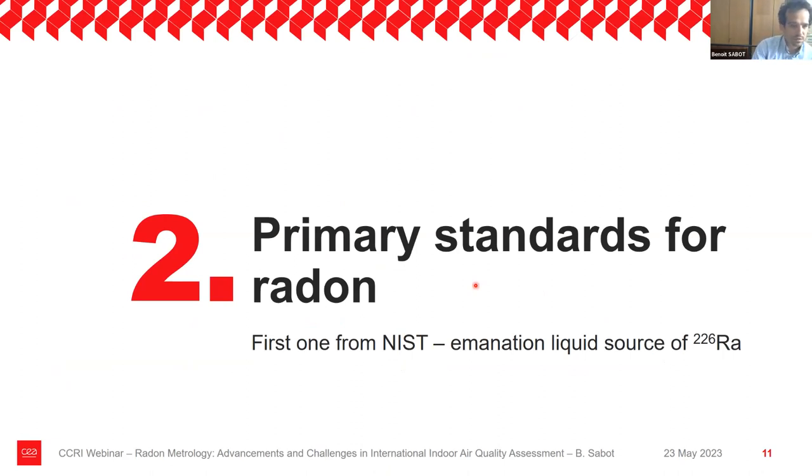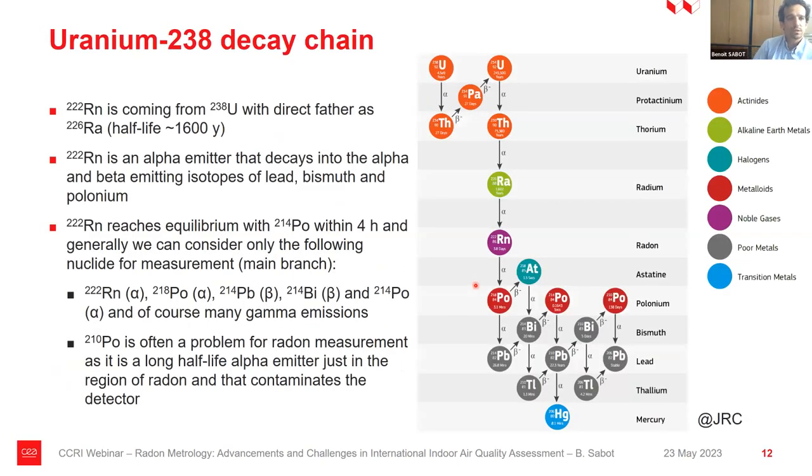So when I say radon, it is radon 222, and this radon is coming from uranium 238 decay scheme. From this nice picture, we can see where it's coming from. So uranium, you will have some different kind of actinide before it become radium 226, and radium 226 will produce radon 222. Radon 222 emit alpha. It has a half-life of 3.8 days, and it will produce decay products, which are isotopes of lead, bismuth, and polonium.